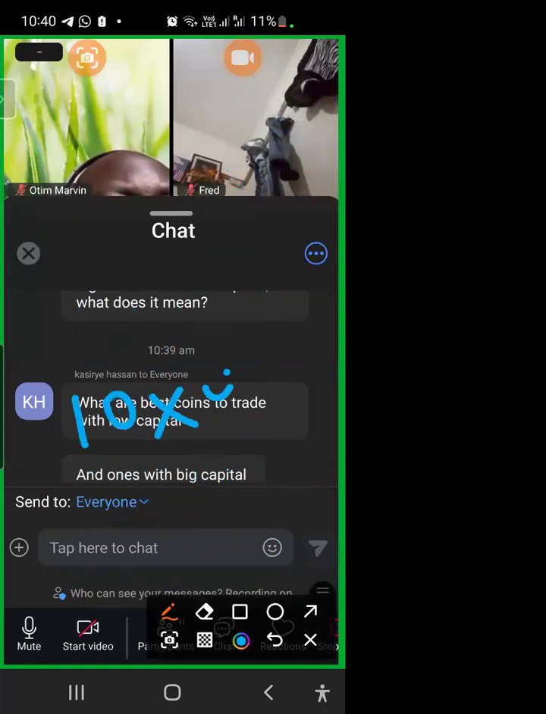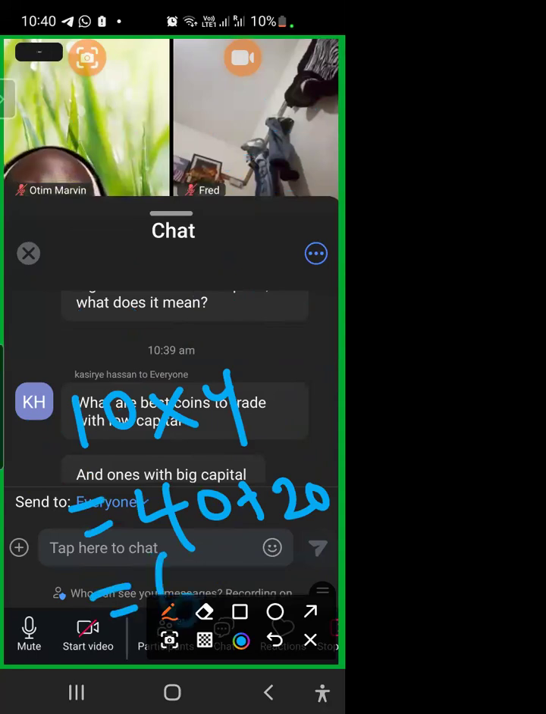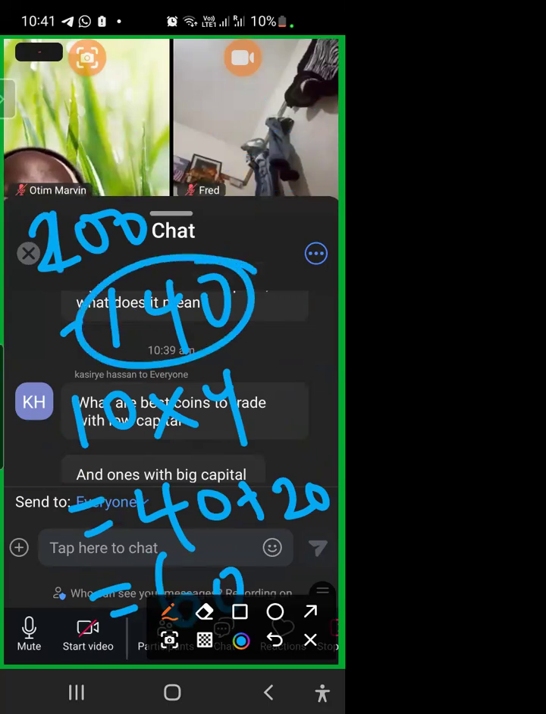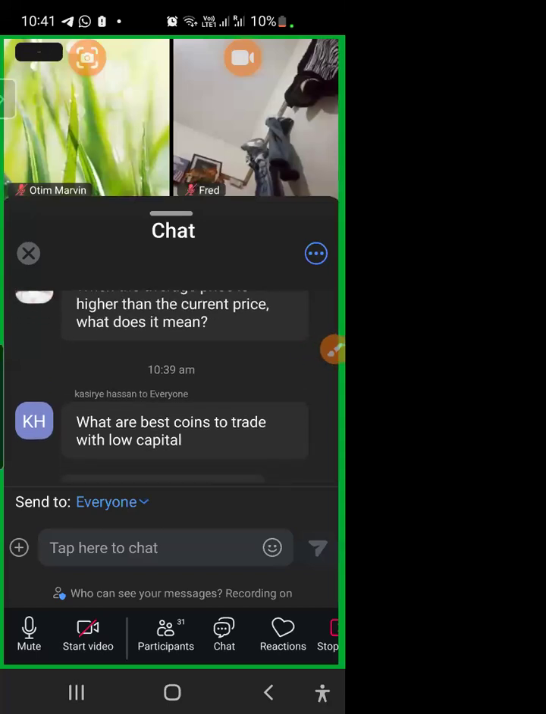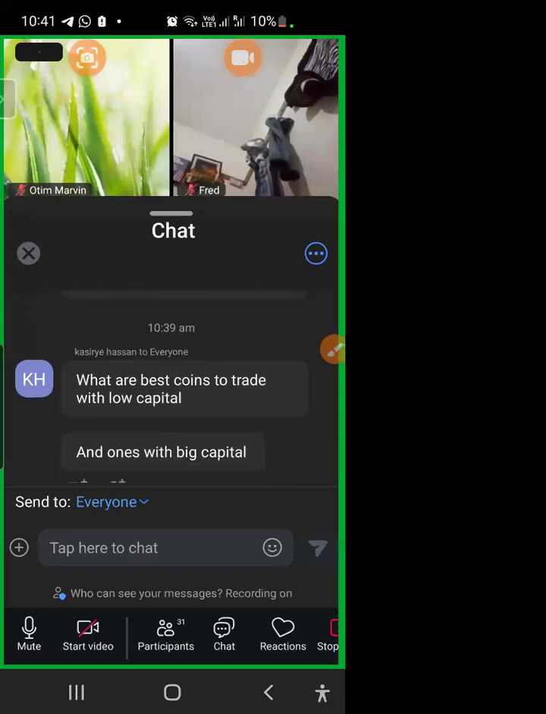10 times 4 is 40, plus the first 20 we exposed, that is 60. 60 out of 200 will remain with 140. So you set margin calls from 50 considering this 140. That is mathematics. What are the best coins to trade with low capital?